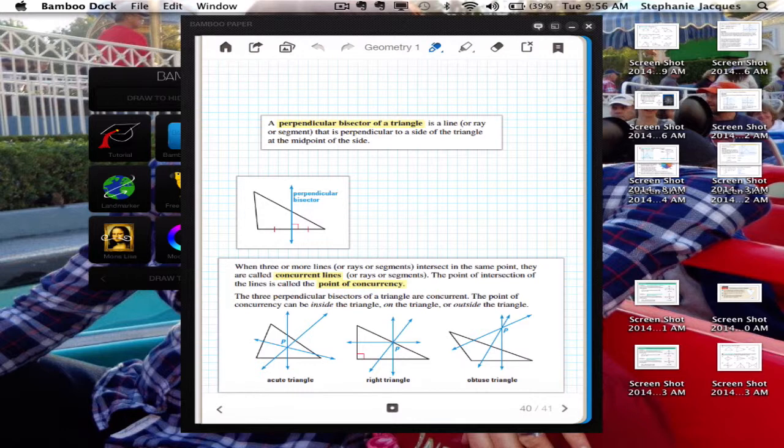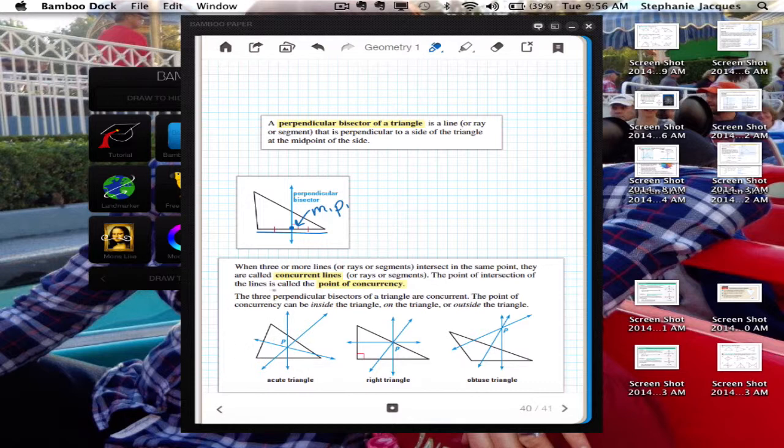A perpendicular bisector of a triangle is a line or ray or segment that is perpendicular to a side of the triangle at the midpoint of the side. So down here, here's the side they're talking about, right there, and they're saying that it is perpendicular at the midpoint. So we know this guy is the midpoint. When three or more lines or rays or segments intersect in the same point, they are called concurrent lines. So for example, this line is concurrent with this and this line.